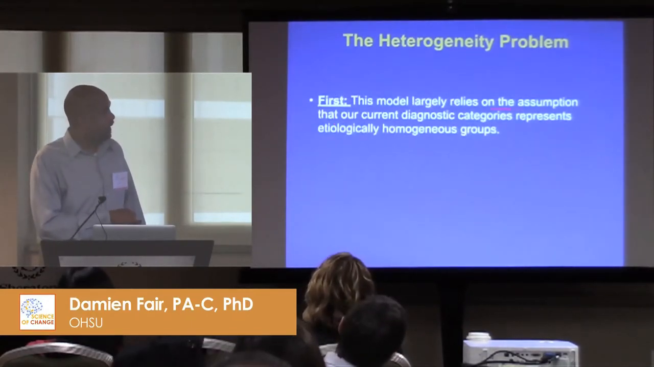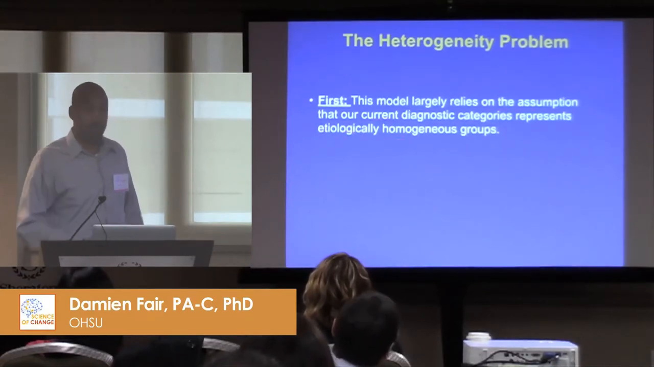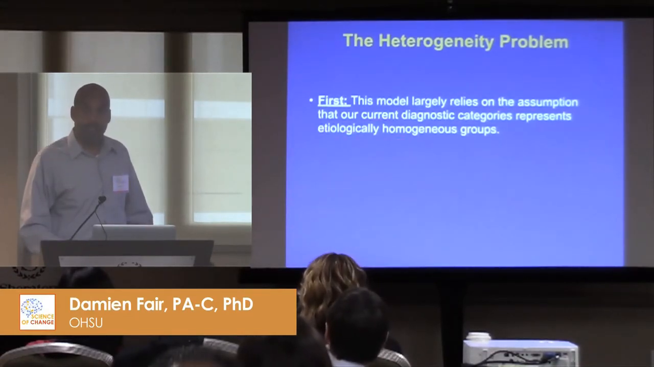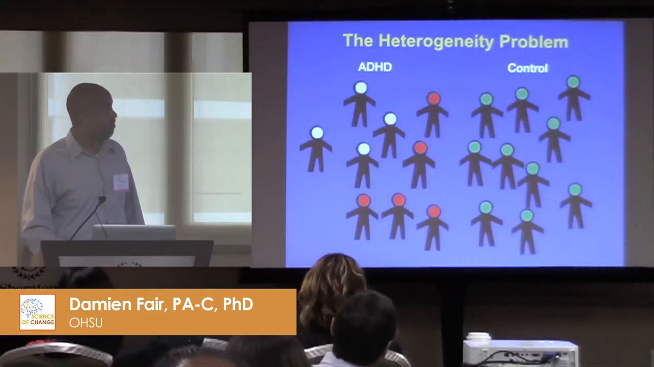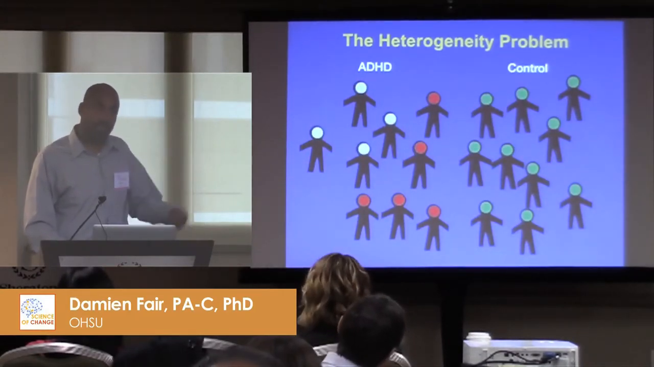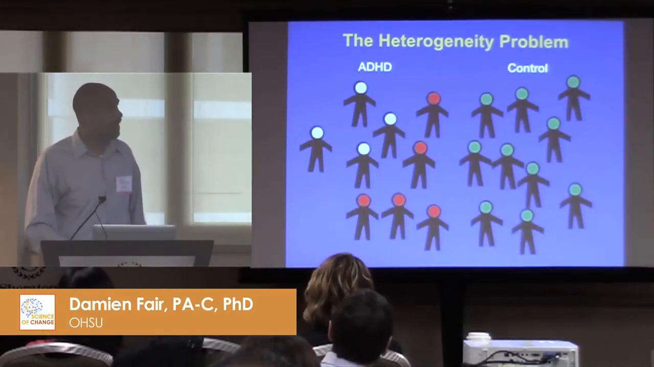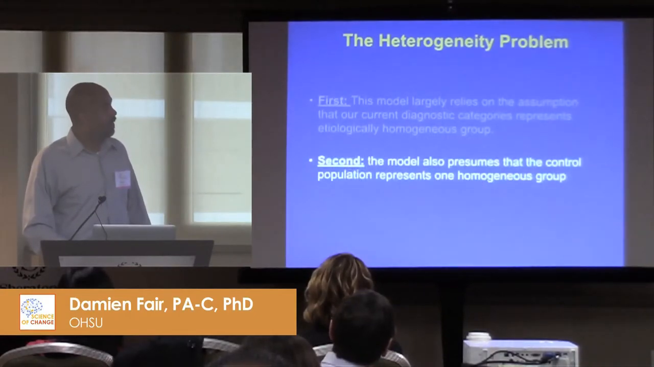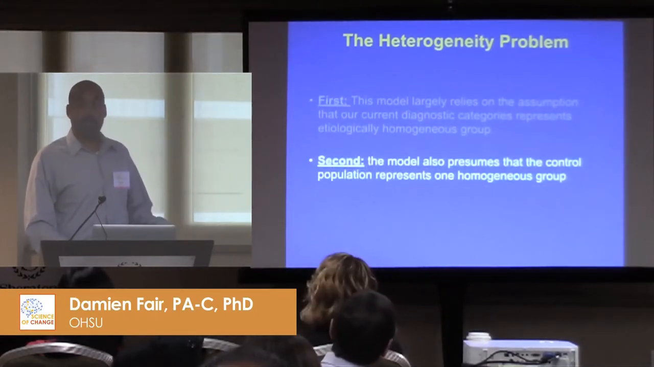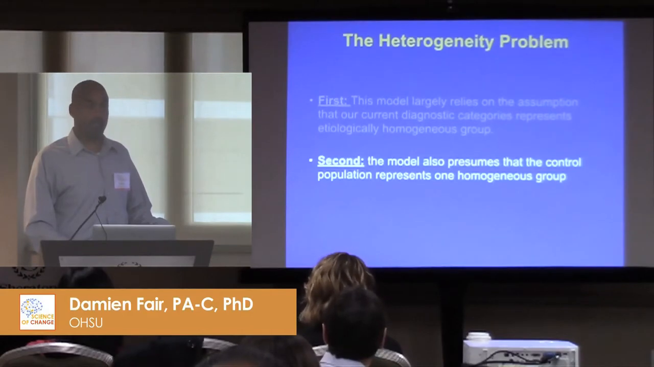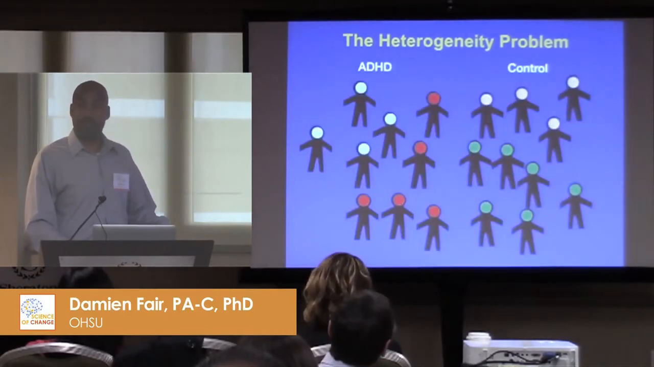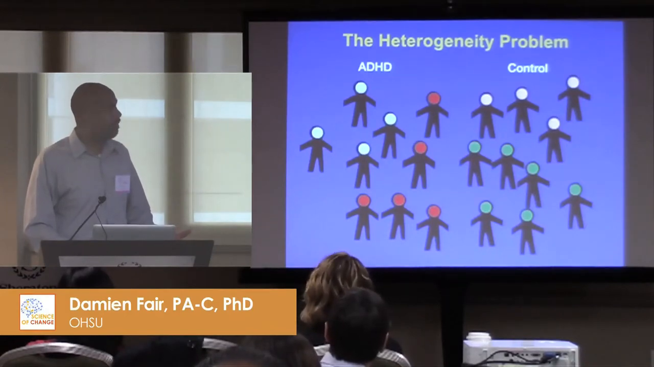First, it largely relies on the assumption that our diagnostic categories are homogeneous, right? It may be that there are lots of different mechanisms that may lead to the same exact phenotype, right? But the model also presumes that the control population represents one big homogeneous group, right? There may be lots of different types of profiles that exist even in the typical population, right?